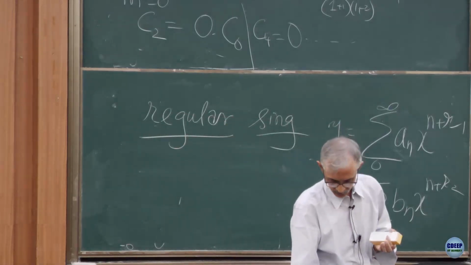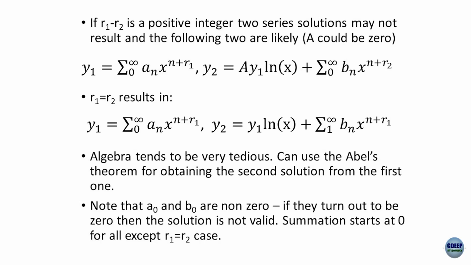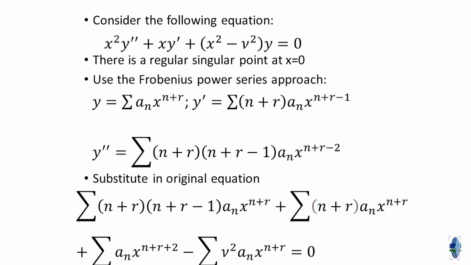So as of now, there is this thing called the Frobenius theorem, which we are going to use when we have a second order equation with a singularity in it, a regular singularity. Then we use the Frobenius theorem and try to get a solution. Again, we'll take a famous equation and apply the so-called Frobenius theorem and see where we get.